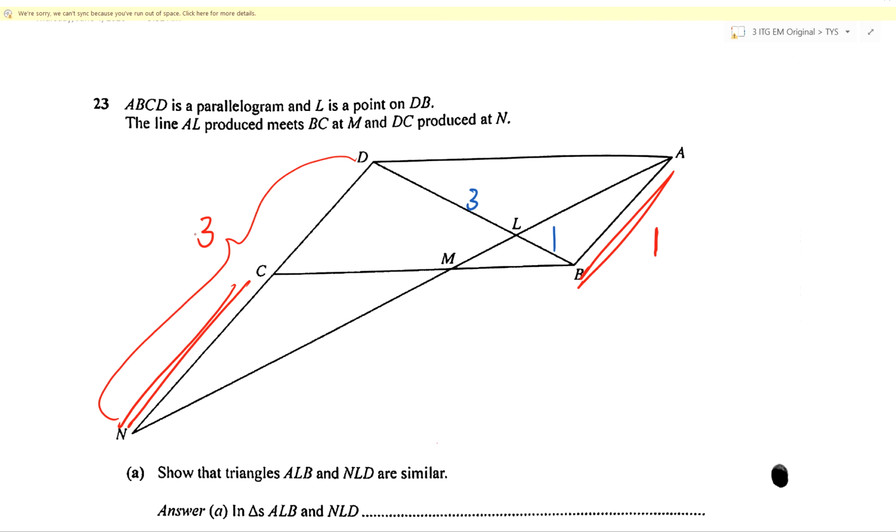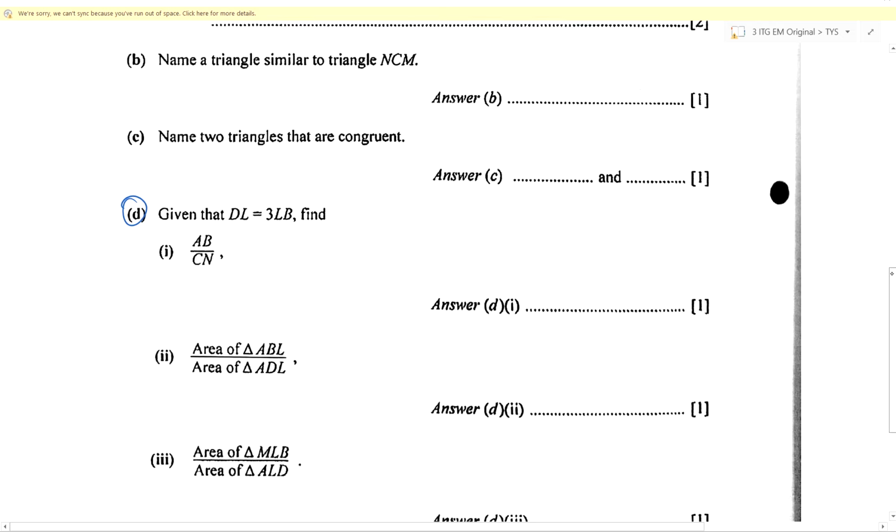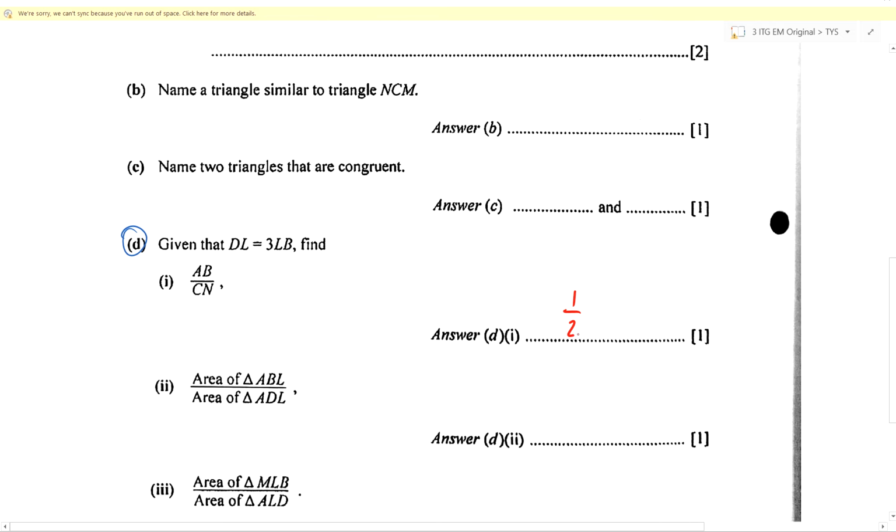Then how? If this is 1, this being a parallelogram, this should also be 1. Opposite sides have the same length. So if this is 1, this has to be 2. So the ratio of AB to CN is 1/2.